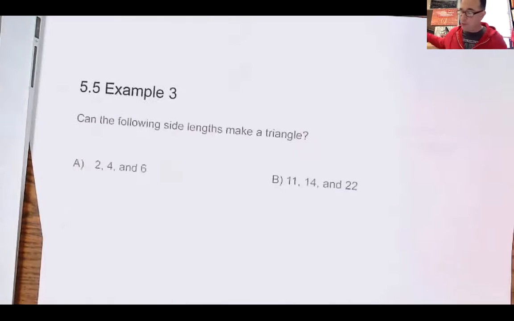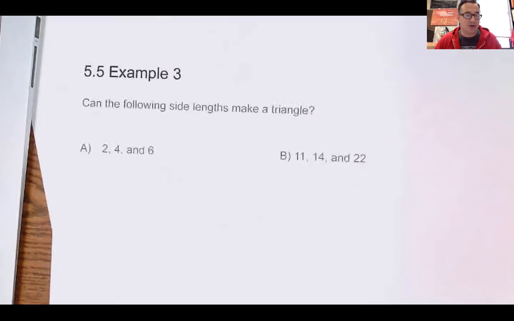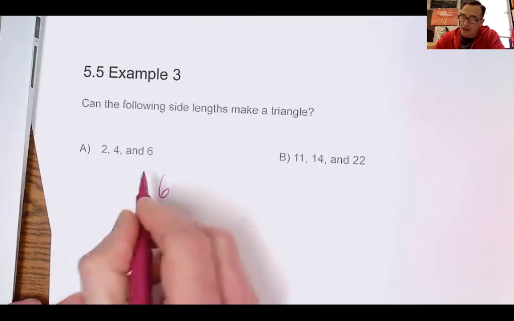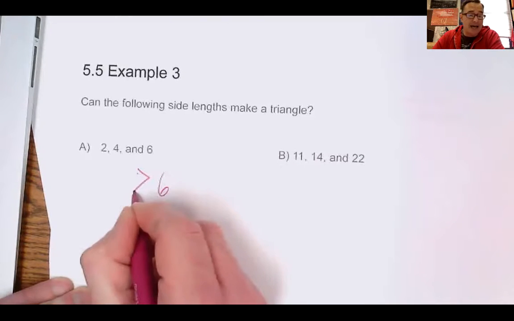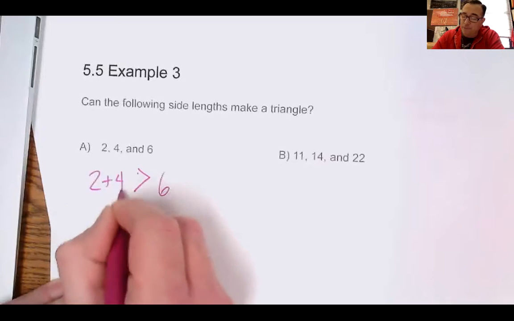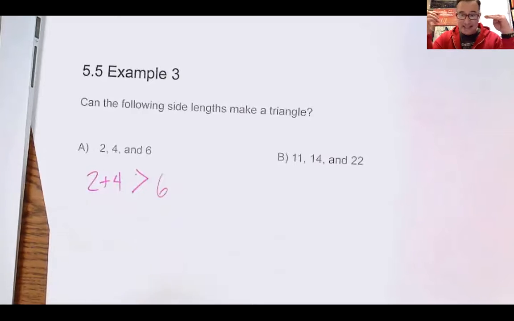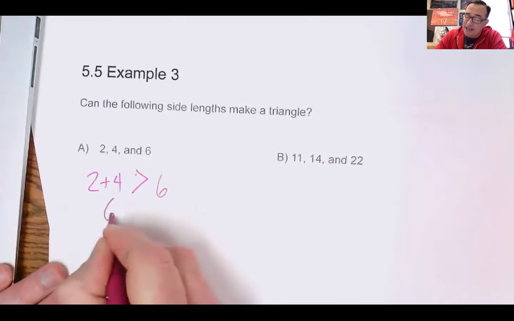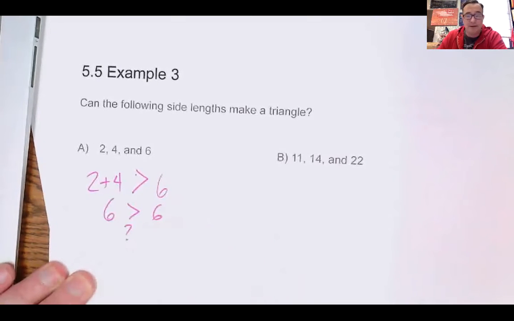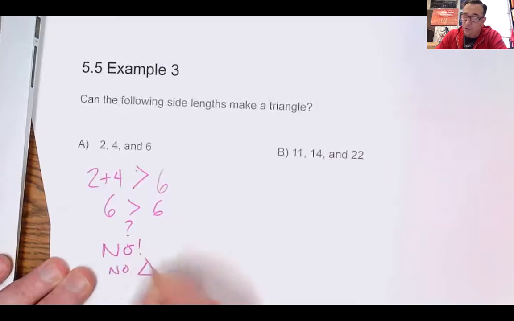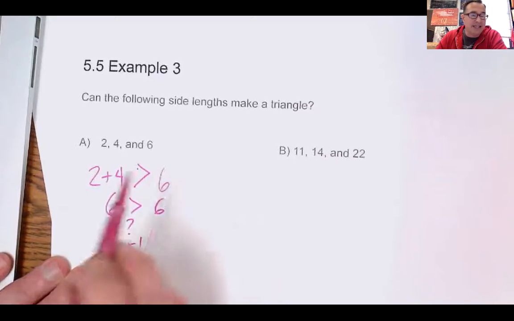Rock. Example 3. I love that it's asking if these can make a triangle. Here's what you do. Anytime that you're going to do this, if you want to see if it can make a triangle, start with the largest side, 6. Okay? 6 has to be less than the sum of the two smaller ones, 2 plus 4. And it's not less than or equal to, because if it's equal to, that means I make one big solid line. It has to be less than those two. Is 6 greater than 6? No, it is not. No. So no triangle.